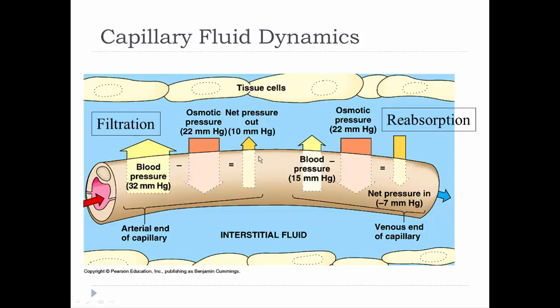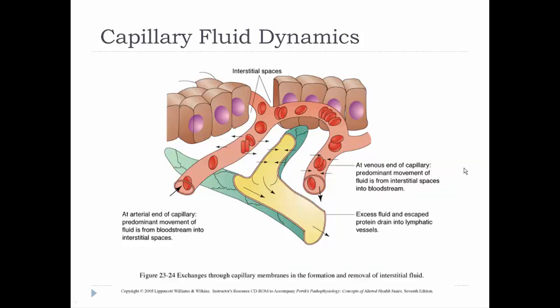So arterial end, you end up with filtration, blood pressure wins. At the venular end, we end up with reabsorption because osmotic pressure wins. But notice it's not the same balance. So we have 10 millimeters of mercury pushing it out and only 7 millimeters of mercury pulling it in. So that means we accumulate a little extra fluid into the interstitial spaces, and we don't pick up all that fluid at the venule end. But we don't end up with edema because of our lymphatic system.